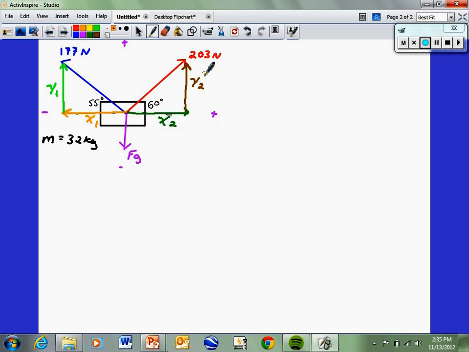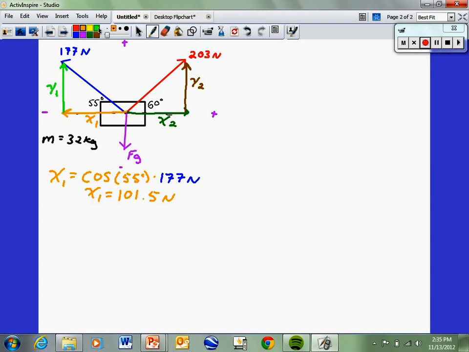I'm going to start with my x1 and y1 forces. My x1, that is the adjacent side of this right triangle. So that means I'm going to use cosine in order to find it. Cosine of the angle, which is 55 degrees, multiplied by the hypotenuse, which is 177 newtons, tells me, once I plug it into my calculator, that x1 is 101.5 newtons to the left.